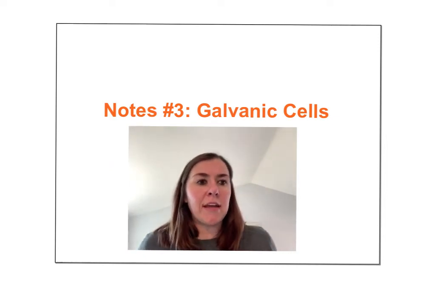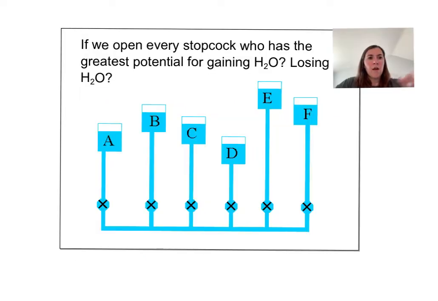I have a video on galvanic cells. All right, looking at this picture here, you can see that there's little cups of water labeled A through F, and there's little stopcocks at the bottom here that we can open up. So I want you to just look at this picture and use some common sense here. What letter cup has the highest potential for gaining water?